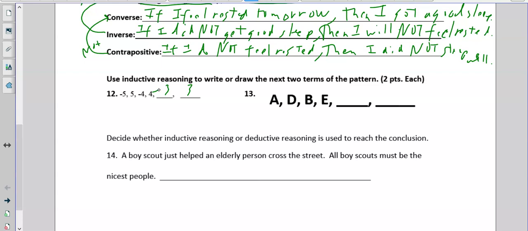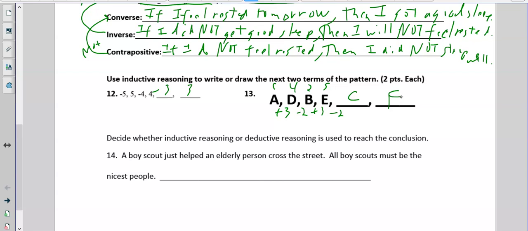A, D, B, E. So let's see. This is the first letter. This is the second letter. This is the fourth letter. This is the fifth letter. So what we did was we went plus 3, minus 2, plus 3. So we're going to minus 2 again. So E backwards would be D and then C, and then D, E, F. All right, so that's the pattern there.